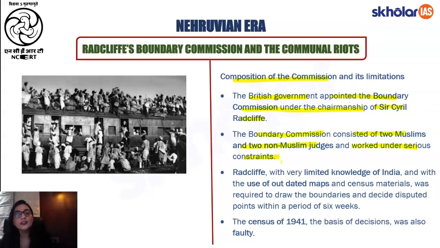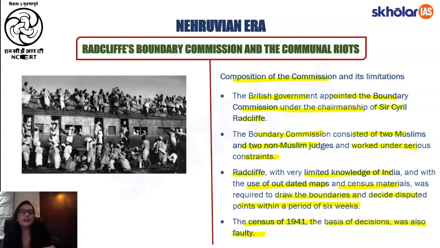What were the constraints? The first constraint here itself was that Radcliffe had a very limited knowledge of our country and he was using outdated maps and census material, which was required to draw the boundaries and decide disputed points within a period of just 6 weeks. Apart from this, the census of 1941 was the basis of decision and this census itself was very faulty.